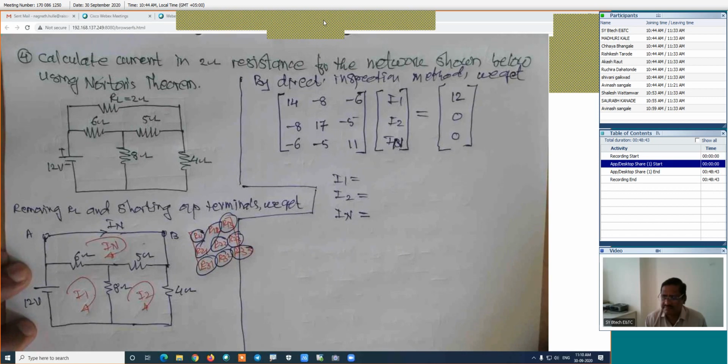Calculate its value and tell me the answers. I'm waiting for answers from your side. Just use your calculator. Shift the calculator in the equation mode and enter the values and get the answers. Yes, anyone?